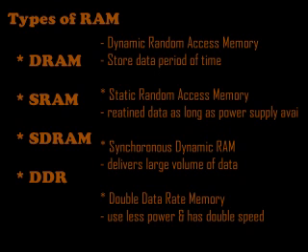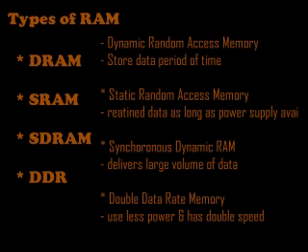Okay. There are several types of RAM: DRAM, SRAM, SDRAM, DDR. First we will talk about DRAM. The full form of DRAM is Dynamic Random Access Memory. It stores data for a short period of time. After the time interval, the data is erased from the memory.